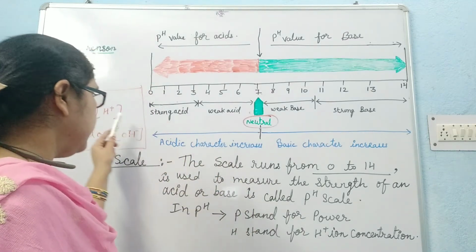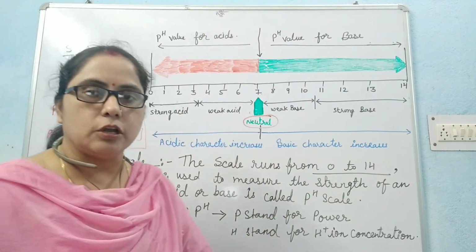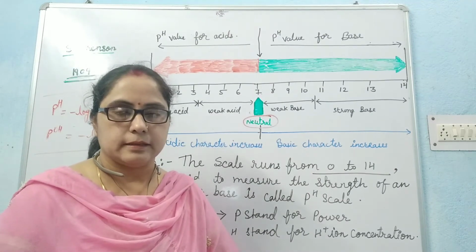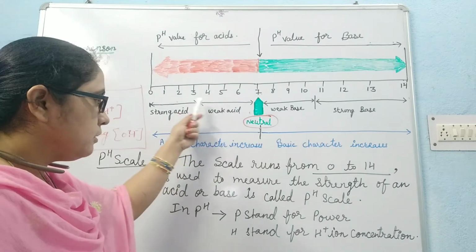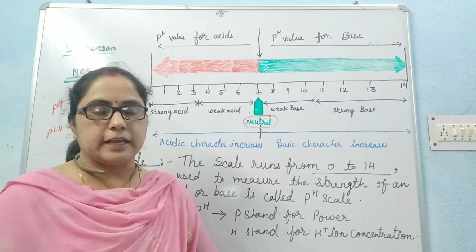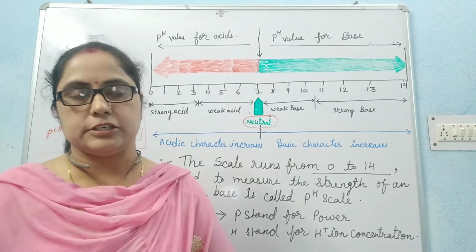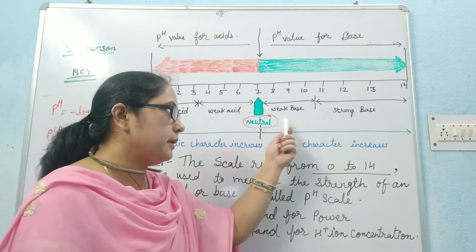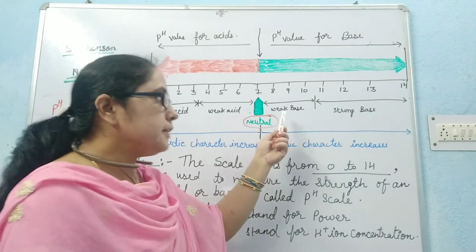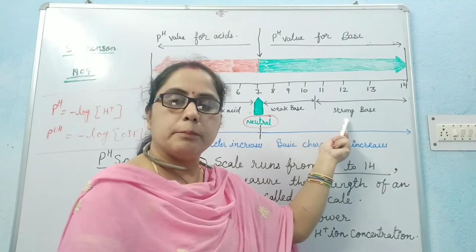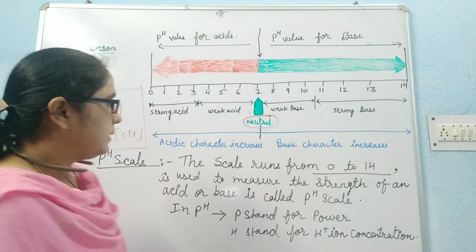If the H plus ion concentration of a solution is more, its pH value will be less. And if the pH is less than 7, it is an acidic solution. If the H plus ion concentration of a given solution is less, its pH will be more. If its pH is more, the given solution will be basic in nature.